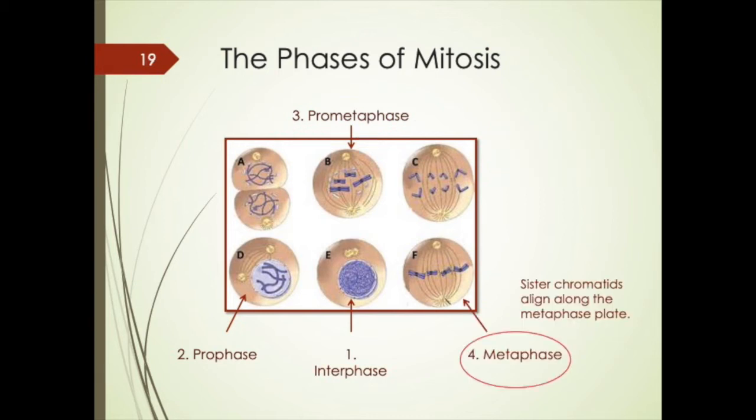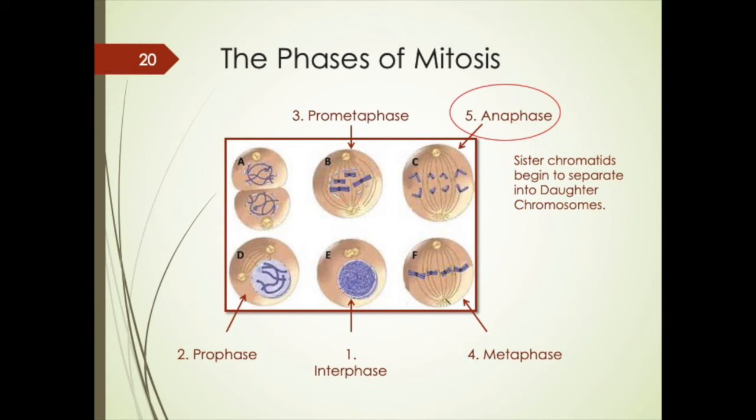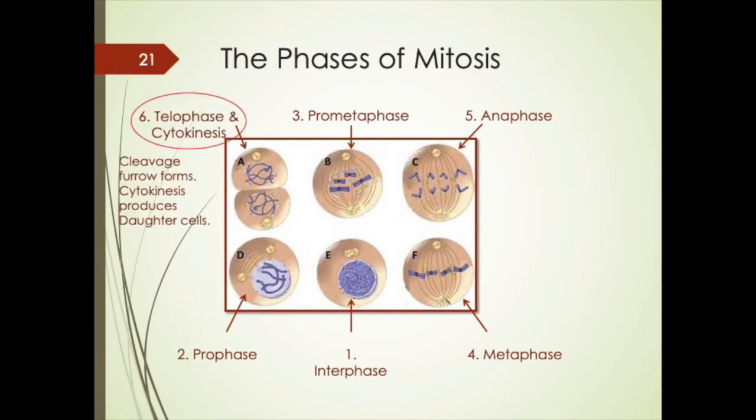F right here is metaphase. You can see the chromosomes in the center here. The chromatids are aligning. C right here is anaphase. You can see the chromatids separating apart into daughter chromosomes. And then A is telophase, and you can see the cytokinesis forming that furrow.